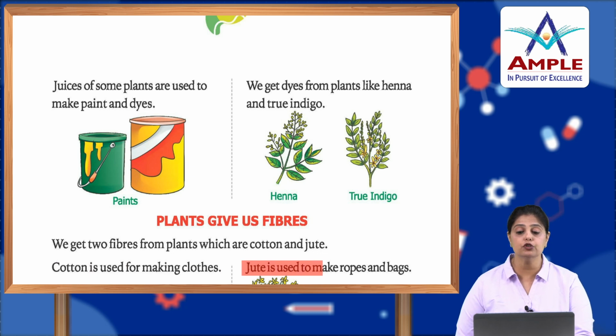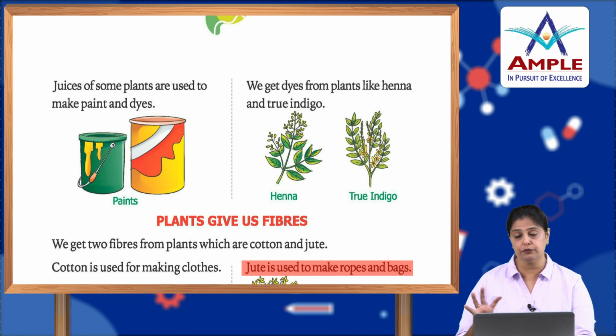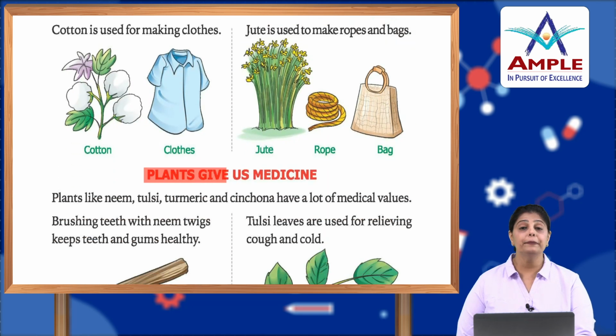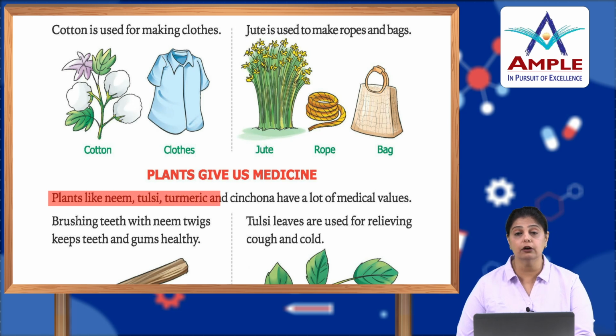Then jute is used for making ropes and bags. So the jute that they get from the jute trees is used for making ropes and bags. Now plants give us medicine also. So plants like neem, tulsi, turmeric and cinchona have a lot of medicinal values. They are used as medicines, and they are used as ingredients for medicines also.